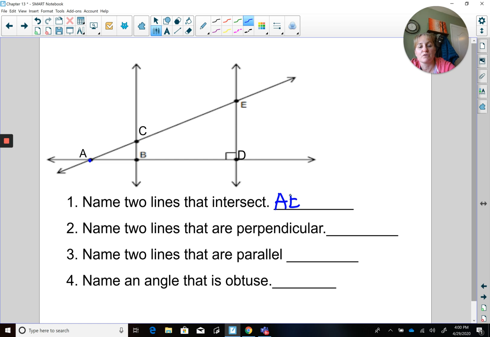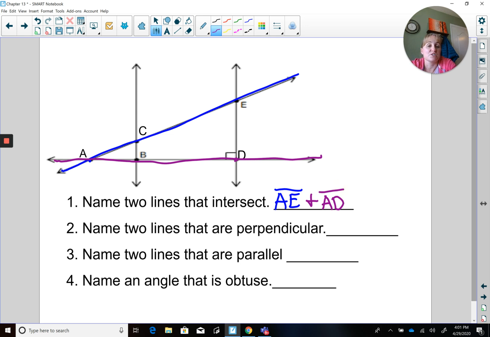And even though E is far away, that's part of that whole line. C is just a point in the middle. So I'm going to take this whole line right here, and it's going to intersect with the line going horizontal. So I have a diagonal line and a horizontal line. It's not going to give me perpendicular. So A and E, and A, and then take your last dot, D. Those two are intersecting lines. Okay, and that's how you would write that.